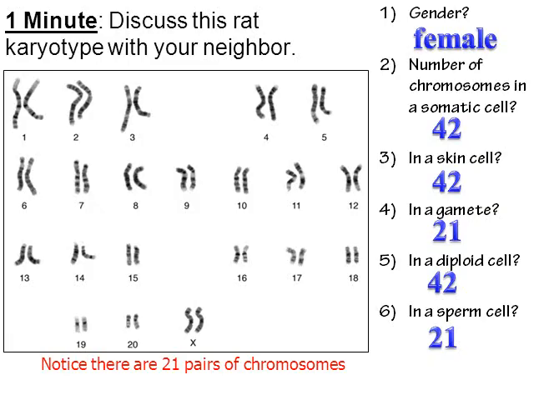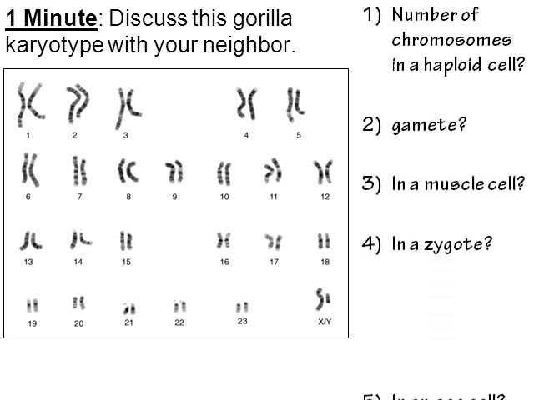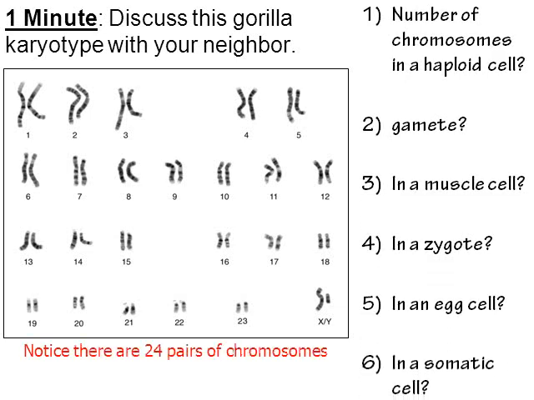Let's try another one of these. Here's a gorilla karyotype. So same type of questions from just a moment ago. Pause the video and try to answer these 6 questions. Notice that gorillas have 24 pairs of chromosomes. I'm going to go over the answer in 3, 2, 1.